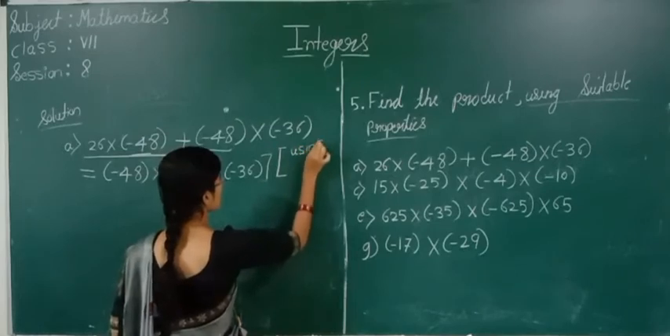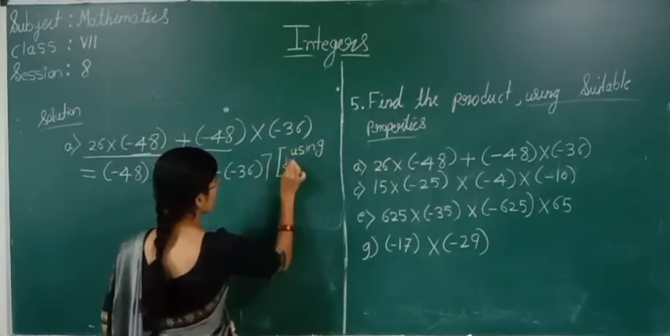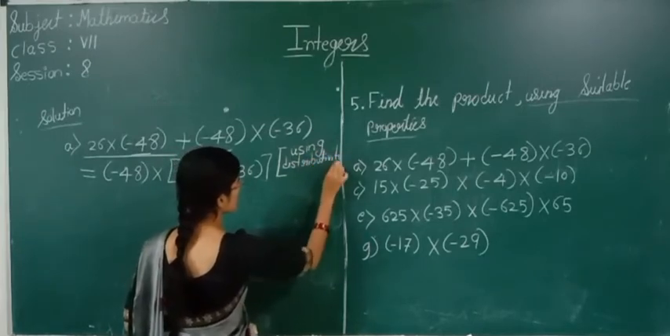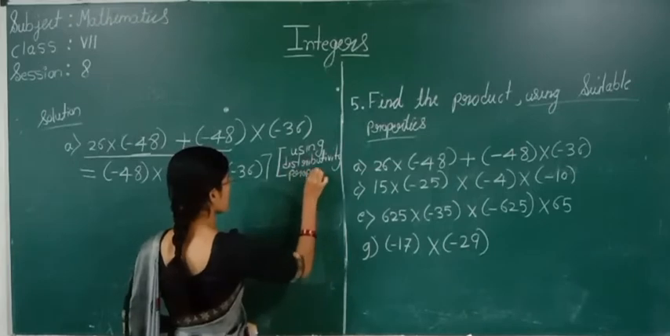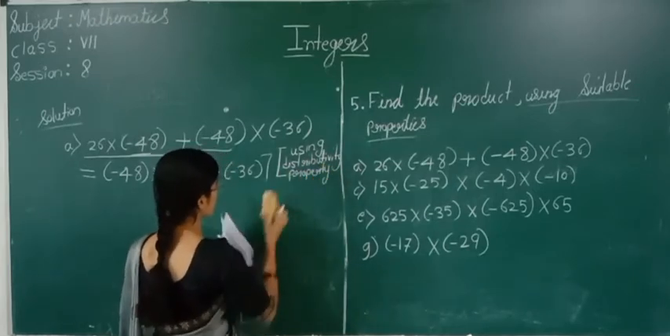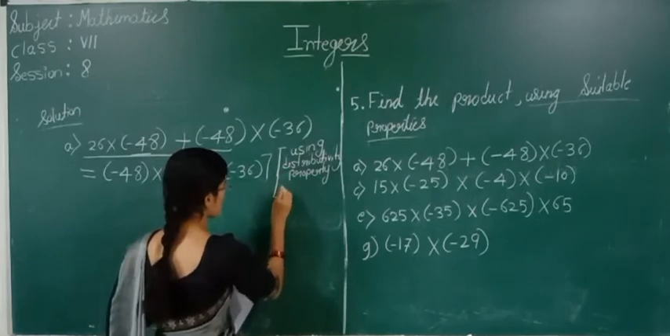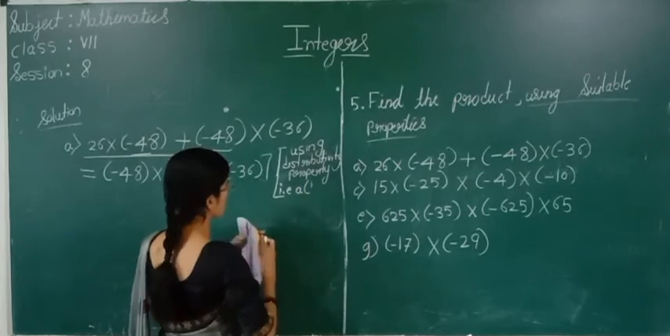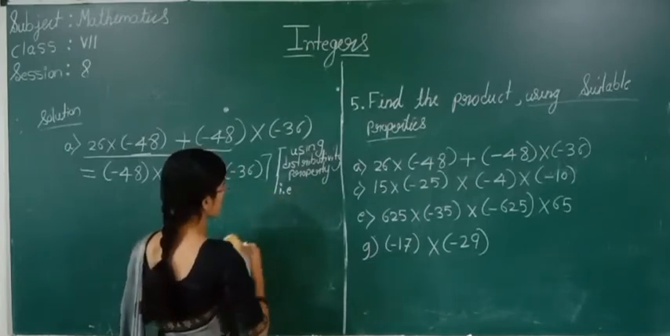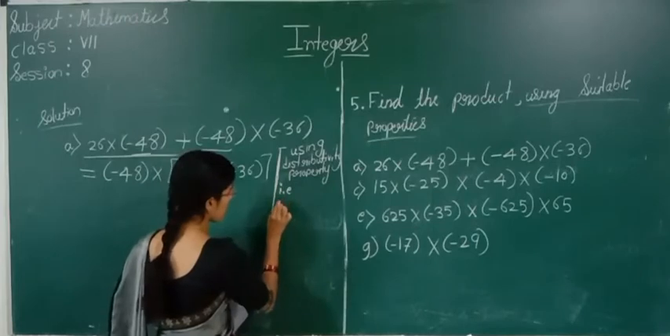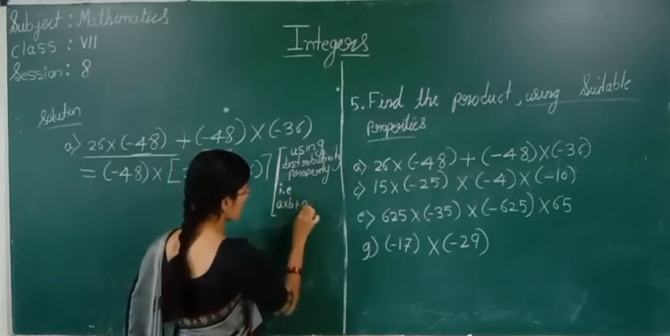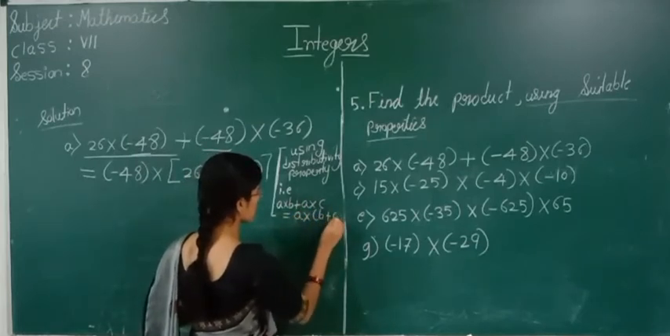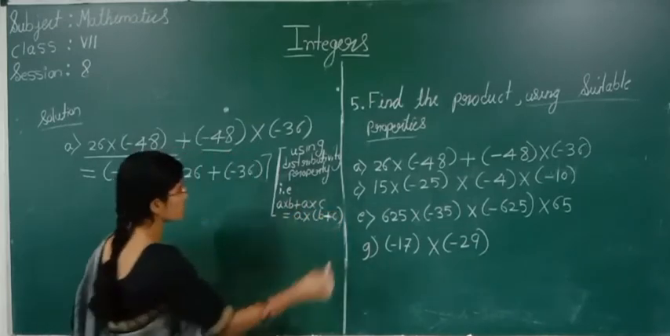Using distributivity property, that is, what is that? That is A into B plus A into C is nothing but A into B plus C. We have used this property.